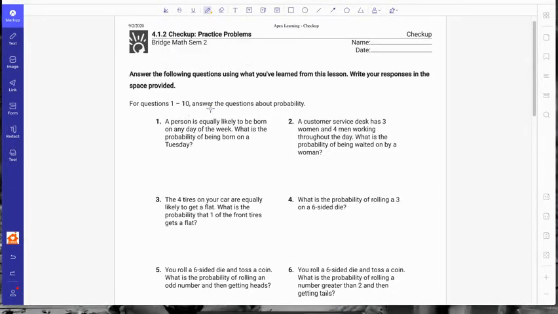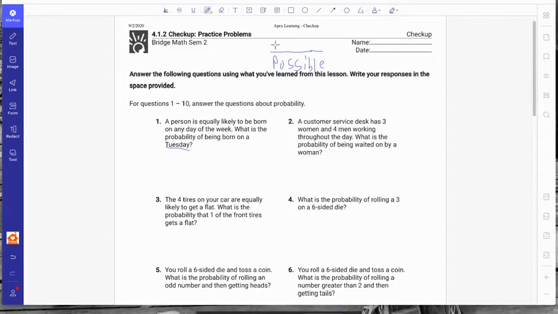All right, so a person is equally likely to be born on any day of the week. What is the probability of being born on a Tuesday? Well, what is probability? Let's talk about what probability is. It's what's possible as our denominator, what's possible. And on top is what we want.